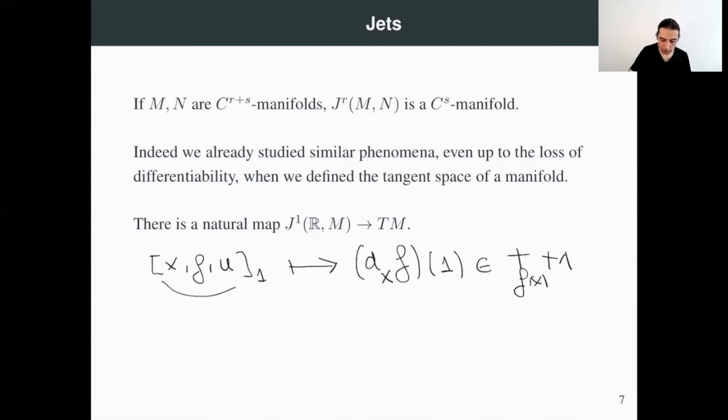So what happens here is that this map is essentially forgetting the base point, right? This map associates to the class of equivalence of curves the tangent vector. Here we have that f of x is the value by the target map, so that we cannot recover in any way the source. So this map is essentially forgetting the base point, okay?